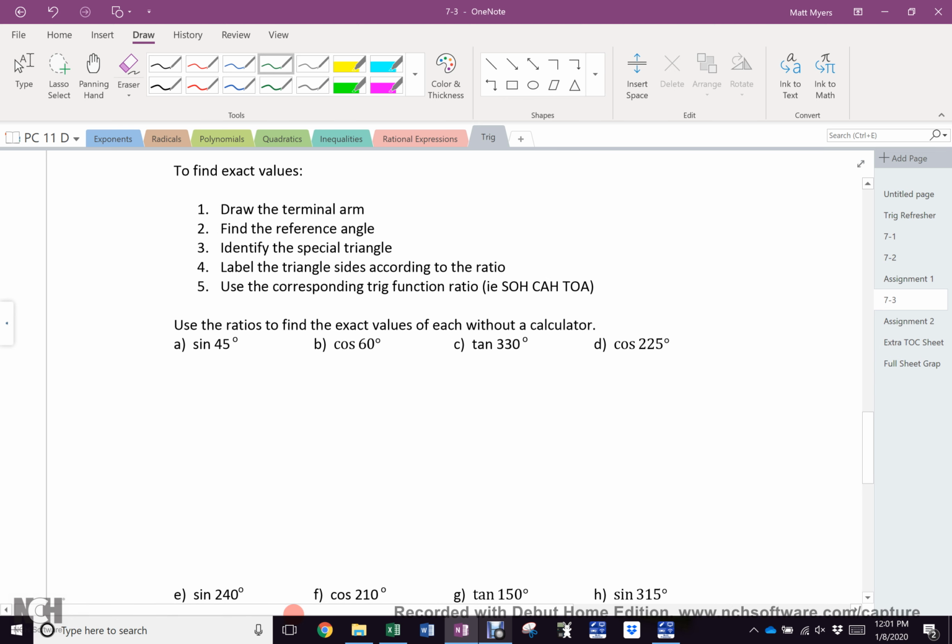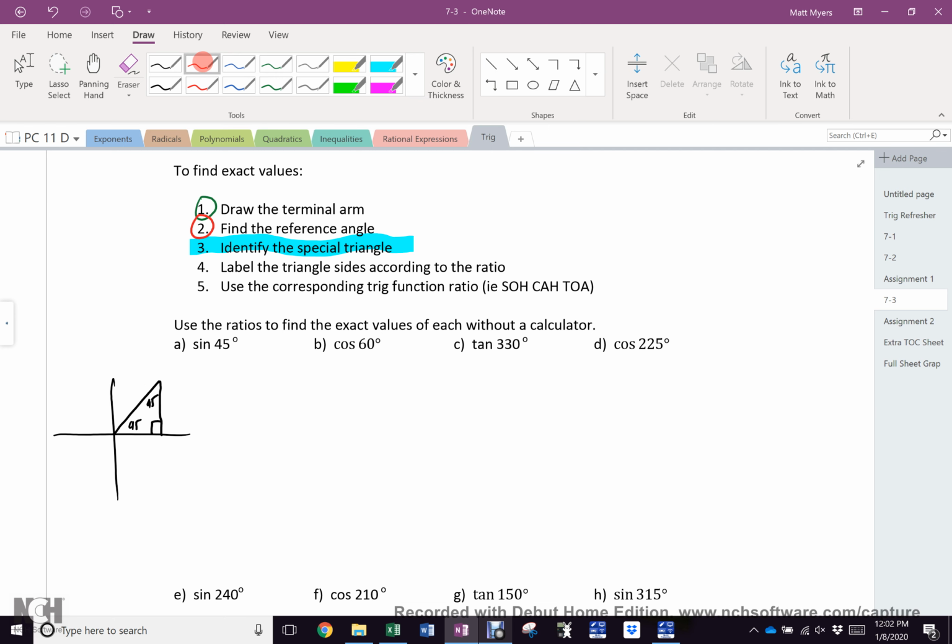Now, you already know how to draw a terminal arm. You already know how to find a reference angle. This is the new stuff, right? So, let's do the very first one. It's super easy. Where does the terminal arm for 45 live? First quadrant. Boom. 45. Make the triangle. 45. And fill it in. The reference angle is 45. We've identified the special triangle. It's a 45, 45, 90.